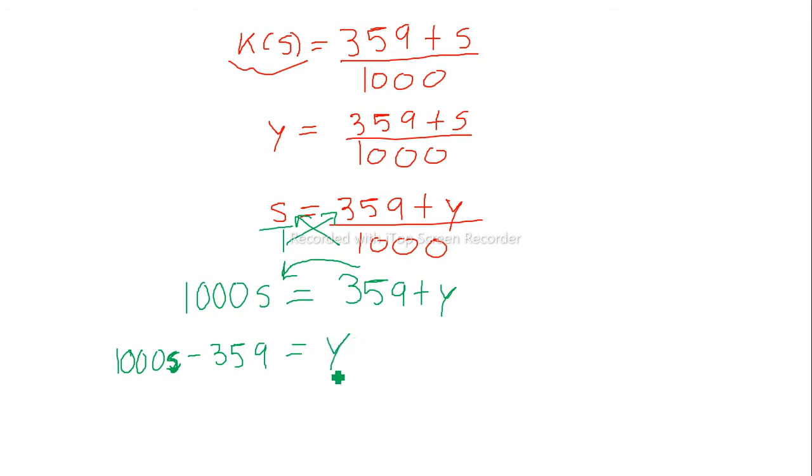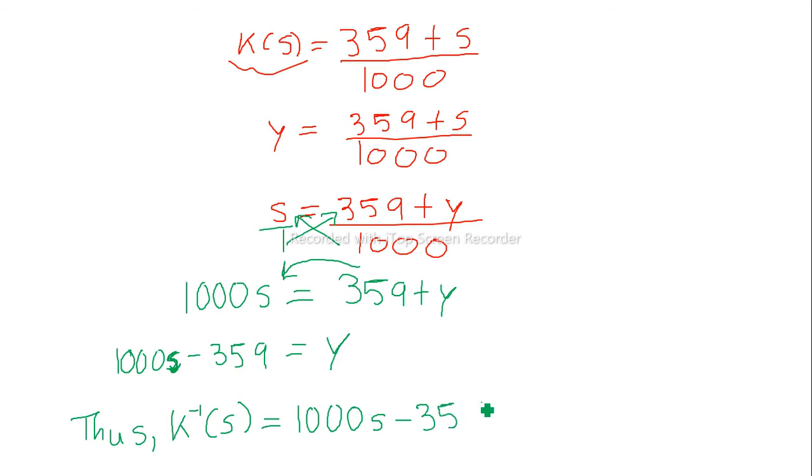And so then we say thus what? K inverse of what? Of s equals what? 1,000 s minus 359. I have to write all this over because I had 5.